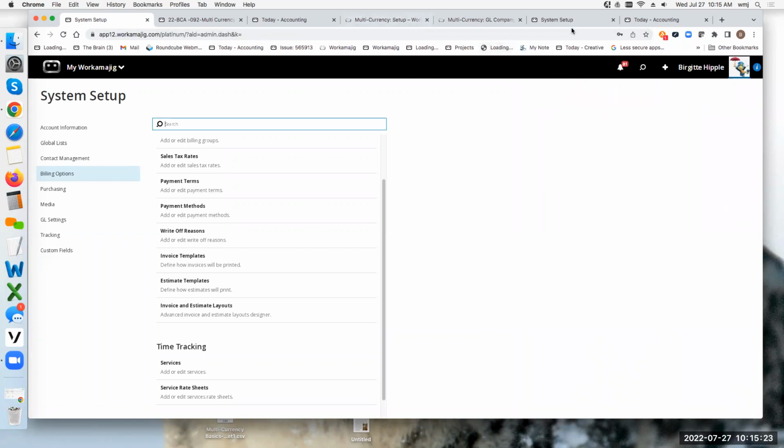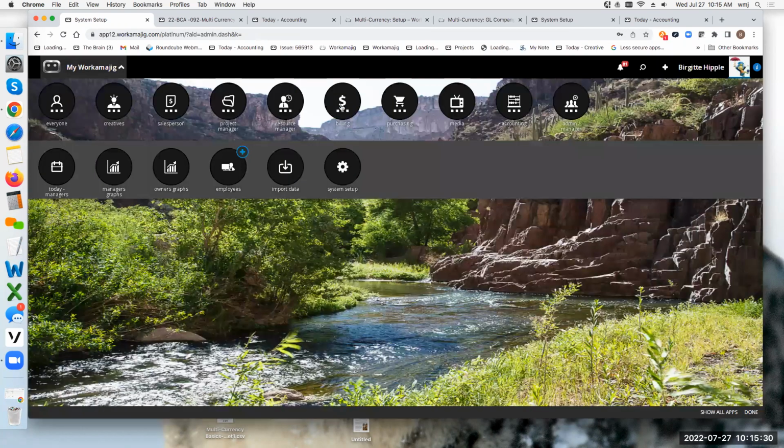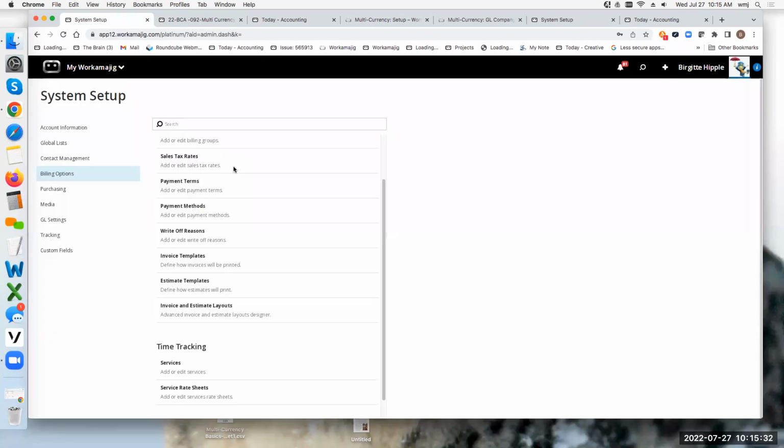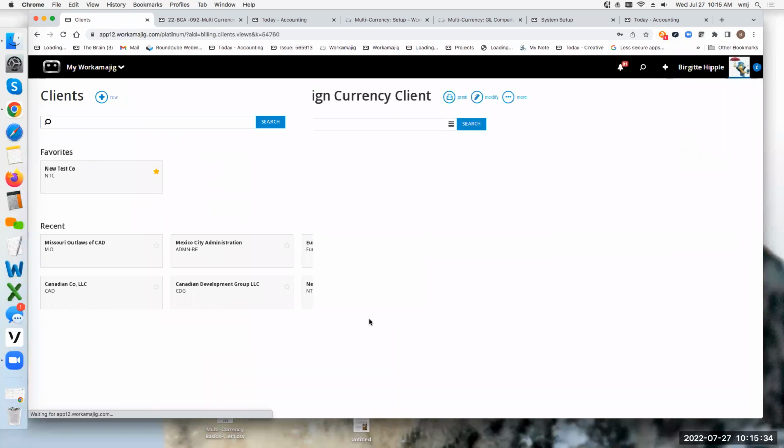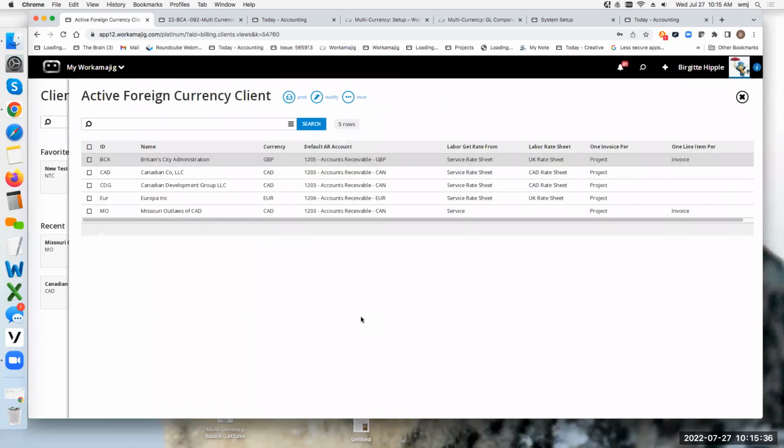All right. Any questions so far? Doesn't look like it. So let us talk about our clients. Billing, coming over to clients. When we look at our foreign currency clients, you will see that in your client record you now have the ability to set a currency and that default AR account, the labor rate, and the labor rate sheet.